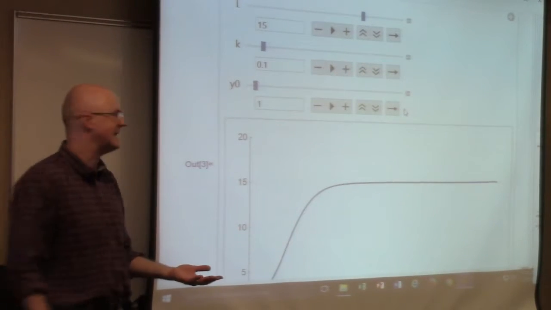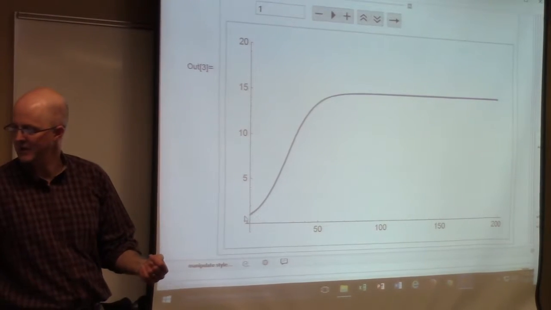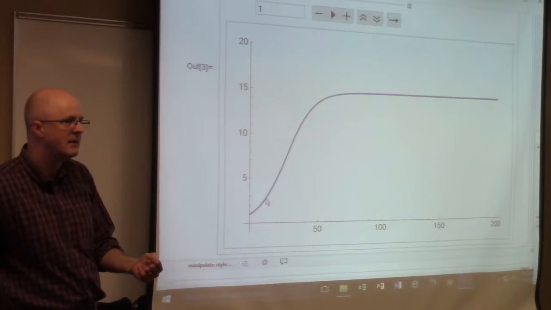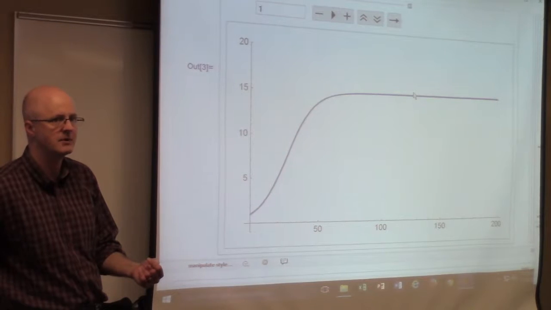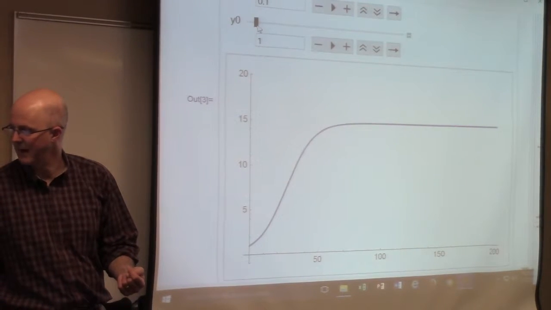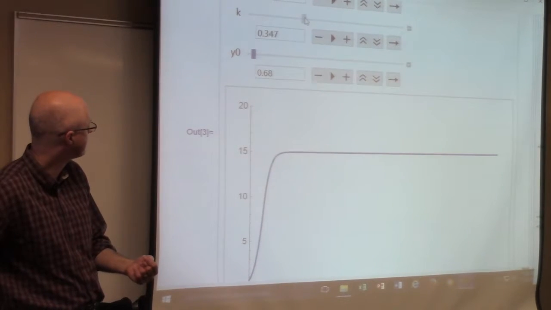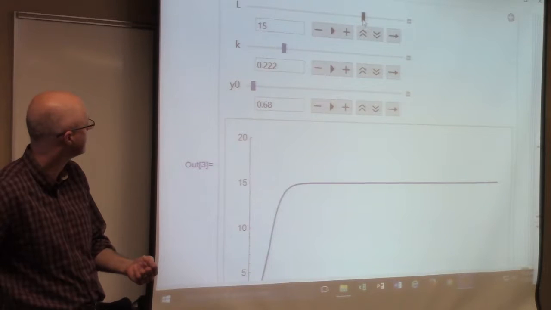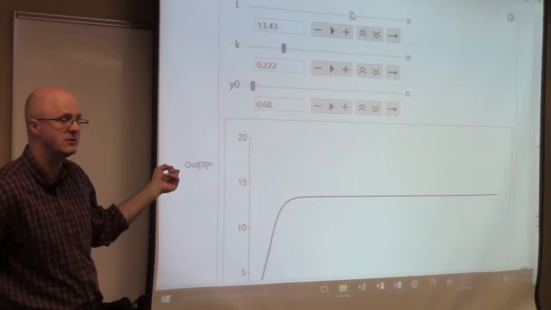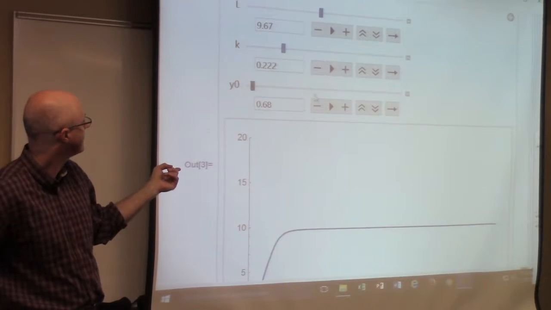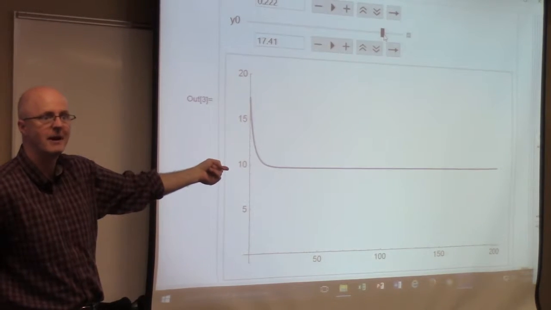Y0 is the initial population. 1 here would represent 1,000 bunnies. And so we see the population increasing initially like an exponential growth, but then it becomes concave down and approaches a horizontal asymptote. And I can change my initial population, see how the graph changes. I can change my K, see how the graph changes. I can change my L and see how things change. And hopefully you think you're seeing changes that would be what you would predict. And if your population is too high to start off with, then it goes down to the carrying capacity instead of up.